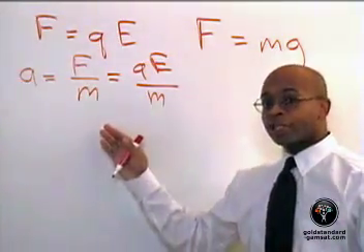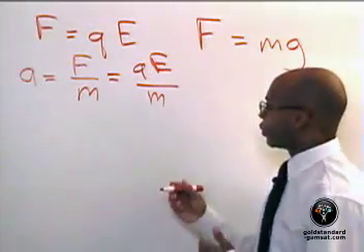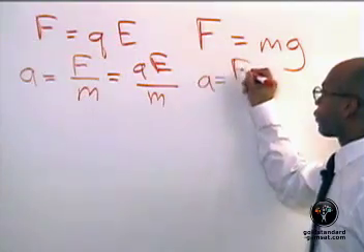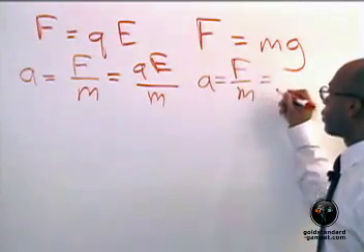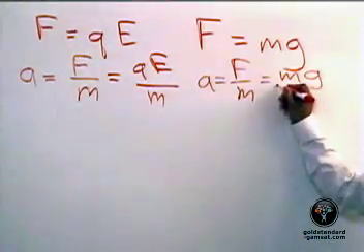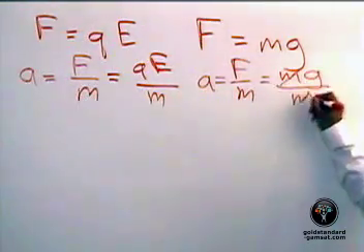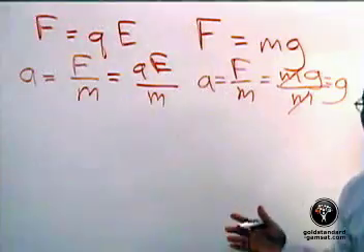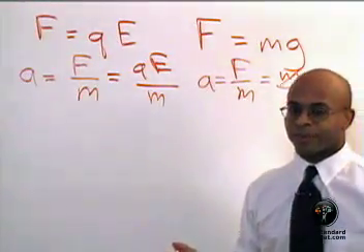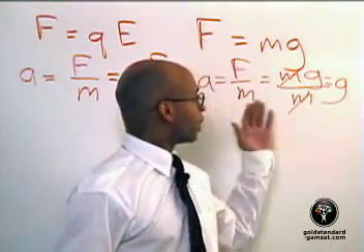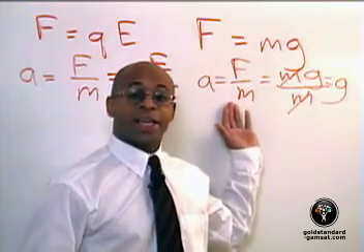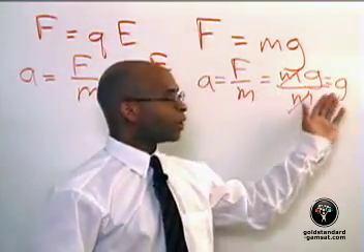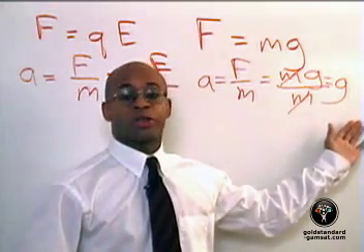The acceleration in a gravitational field, we do the same thing. a is equal to F over m, which is equal to mg over m. Well, the m's cancel, and we just end up with g. In other words, we get the trivial result, and that is that the acceleration in a gravitational field is simply equal to the acceleration due to gravity.